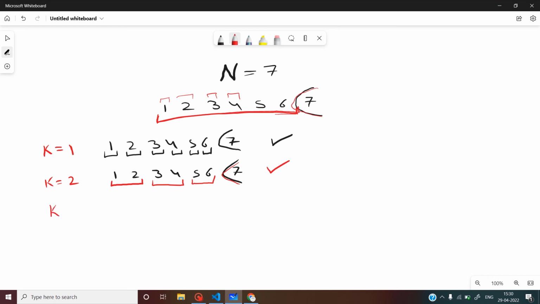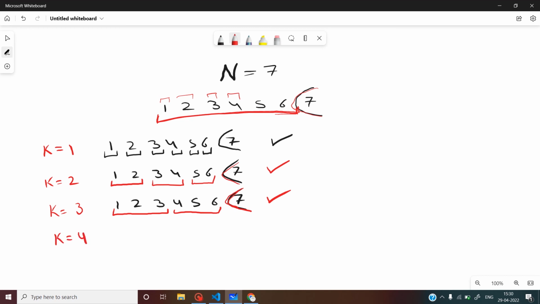Let us suppose we have k equal to 3, and these are our players. 7, we are excluding the last player. Now we form groups of 3 people, 1, 2 and 3, and then 4, 5 and 6. Now we can see that there is only one player remaining, which is the winner of the game. So k equal to 3 also satisfies our condition.